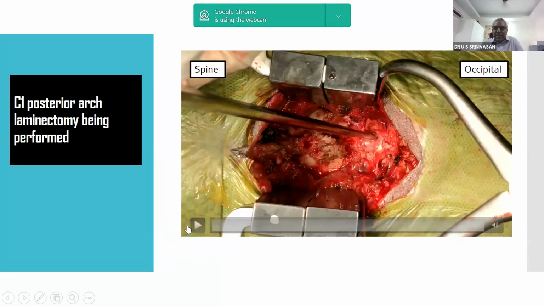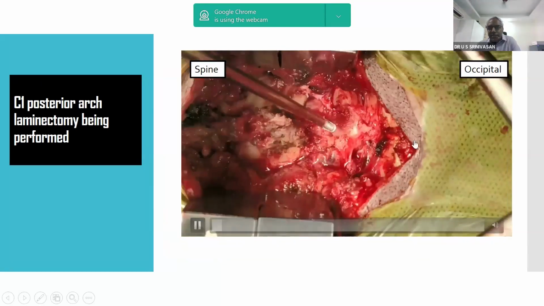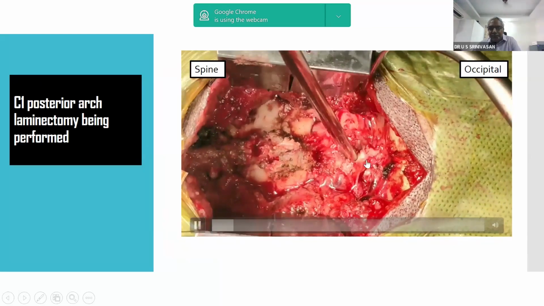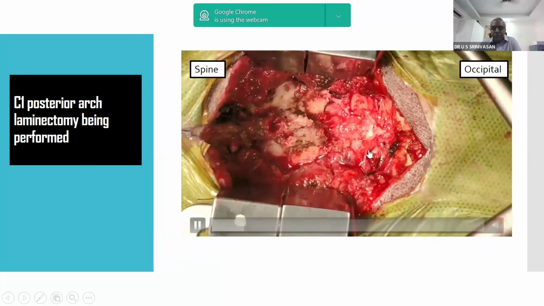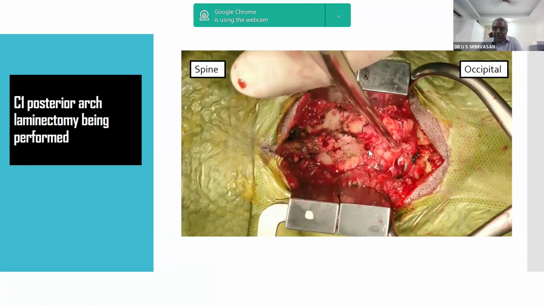Then I complete, as everyone is aware, the C1. Now at this junction, I remove the C1 posterior arch. I did a posterior laminectomy because C1, C2 compression was there, severe compression. Using the 2 mm upcutting punch again, I completed the posterior laminectomy of the C1 posterior arch.